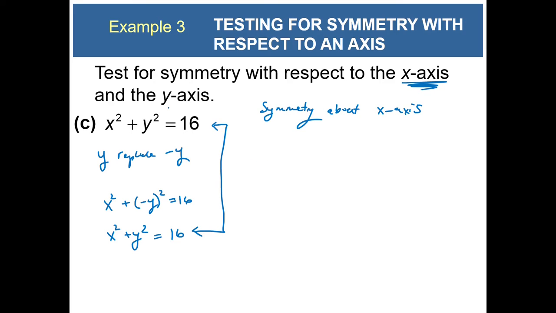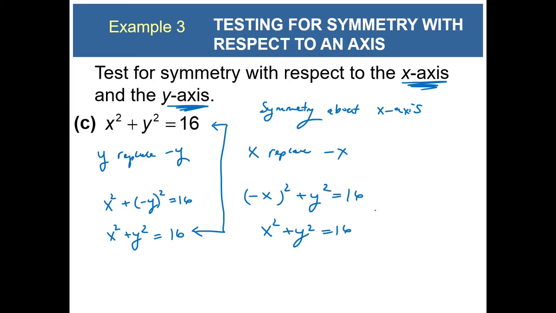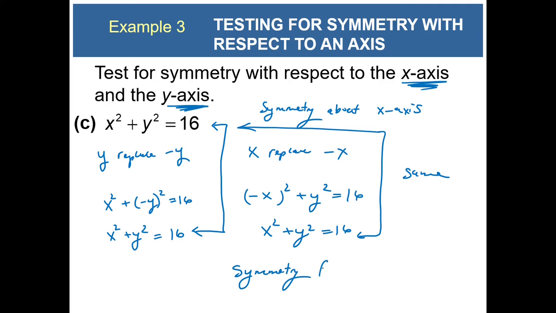To test symmetry for the y-axis, let's replace x with negative x. Negative x squared plus y squared equals 16. And x squared plus y squared equals 16. This is exactly the same as the original problem again. So we do have symmetry for both x and y axes.